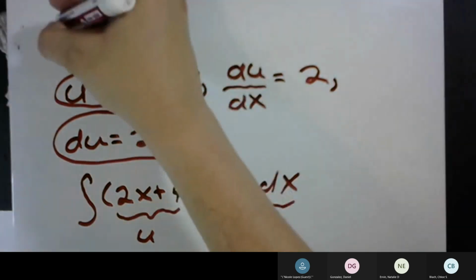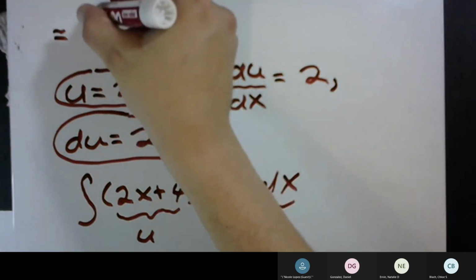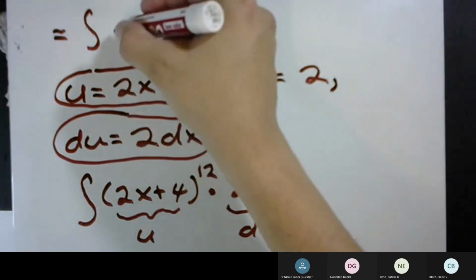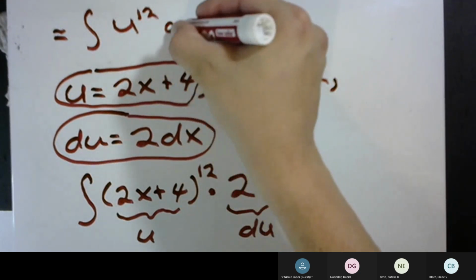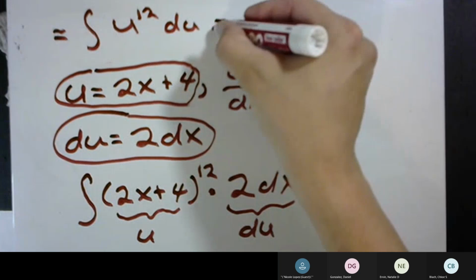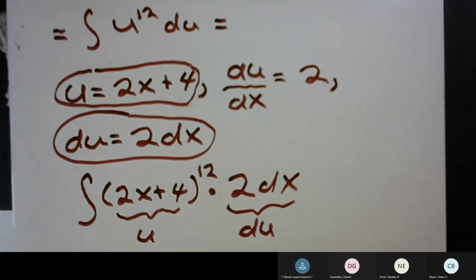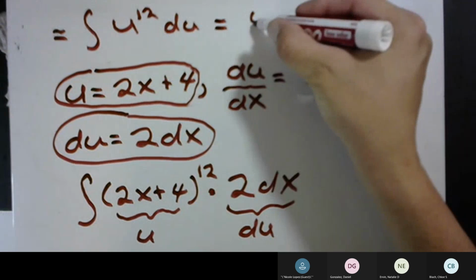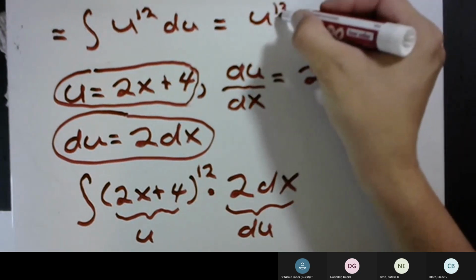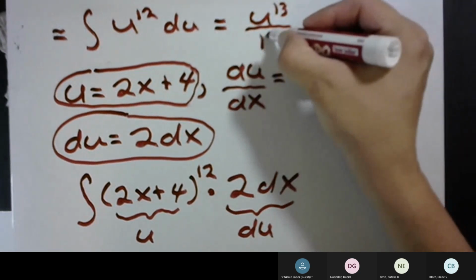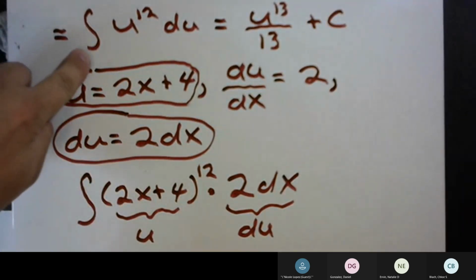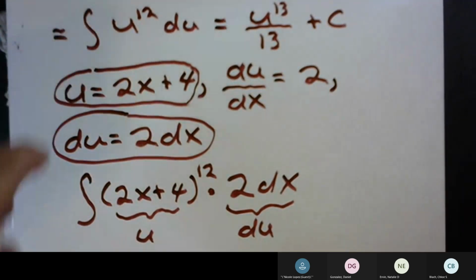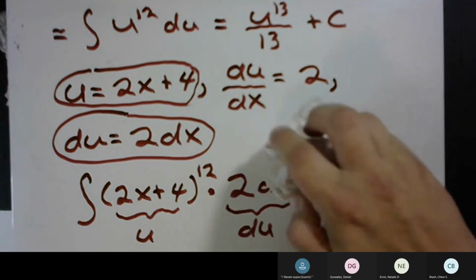And so now the integral becomes something more manageable. u to the 12 du. And if we think about antiderivatives, this is going to be u to the 13 over 13 plus c. Again, we don't have any bounds on here. This is an indefinite integral. So we're going to get that plus c.